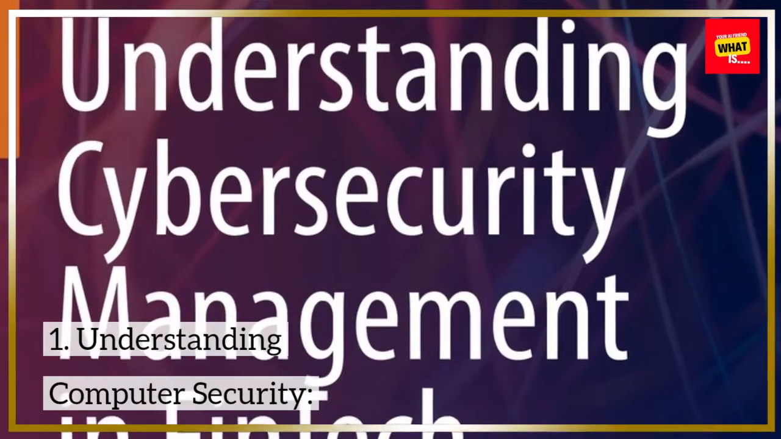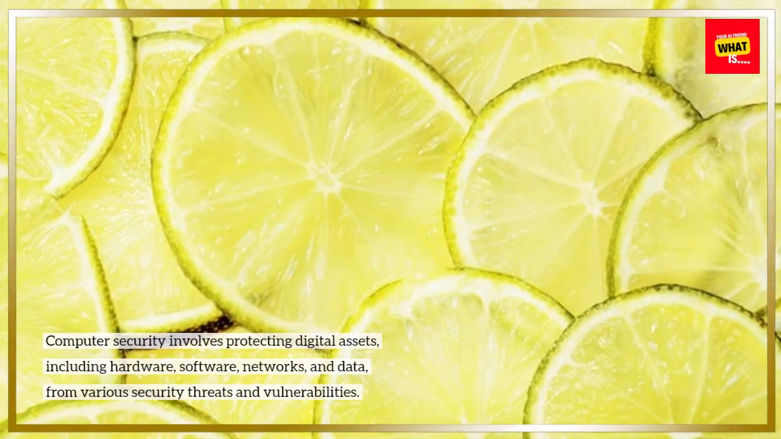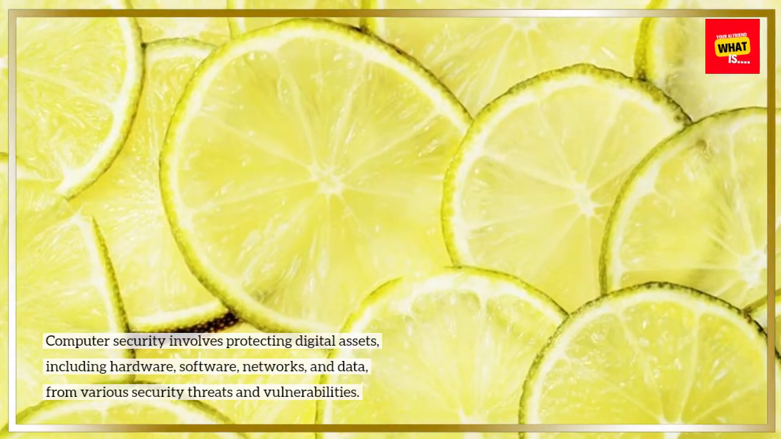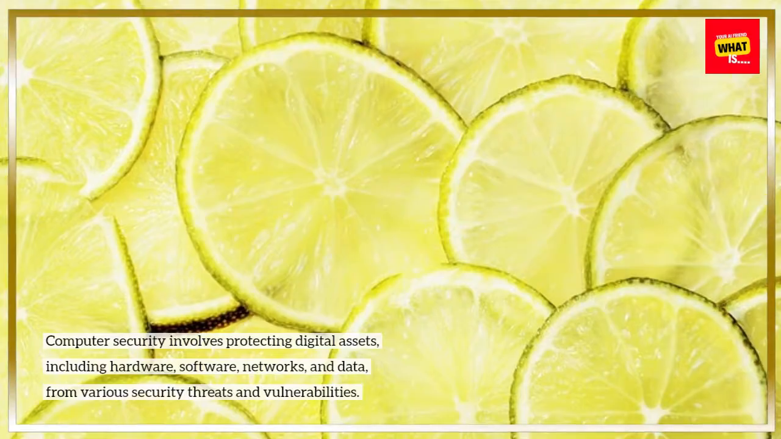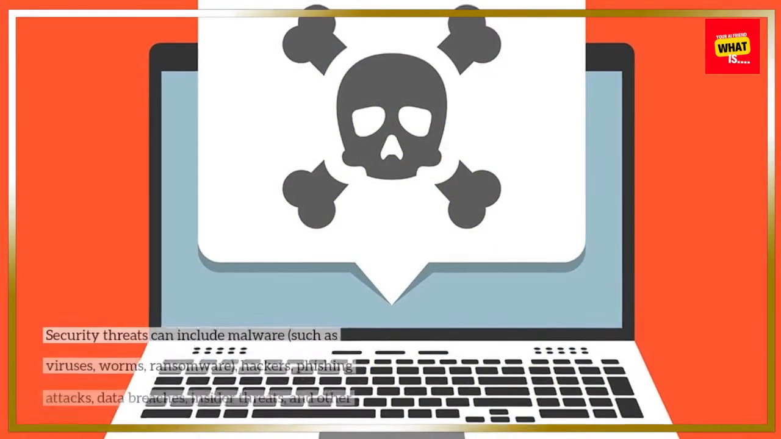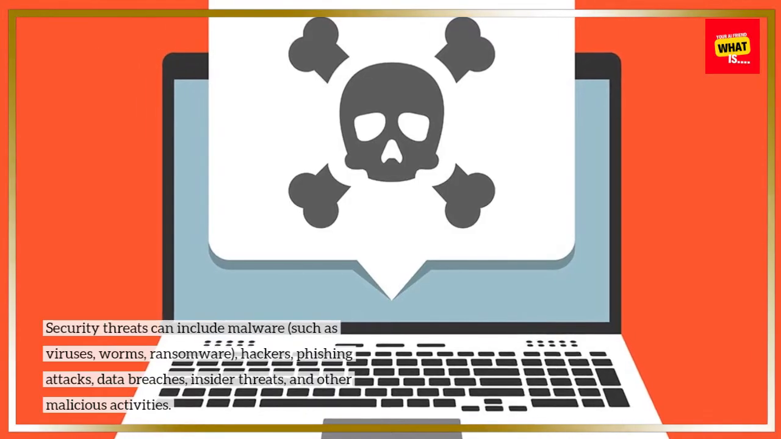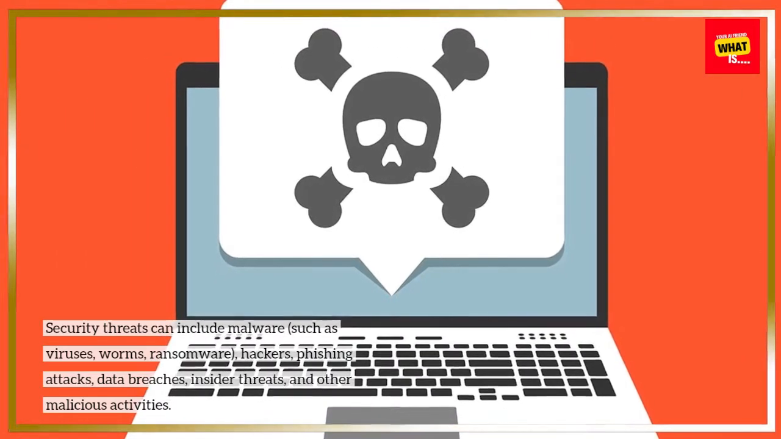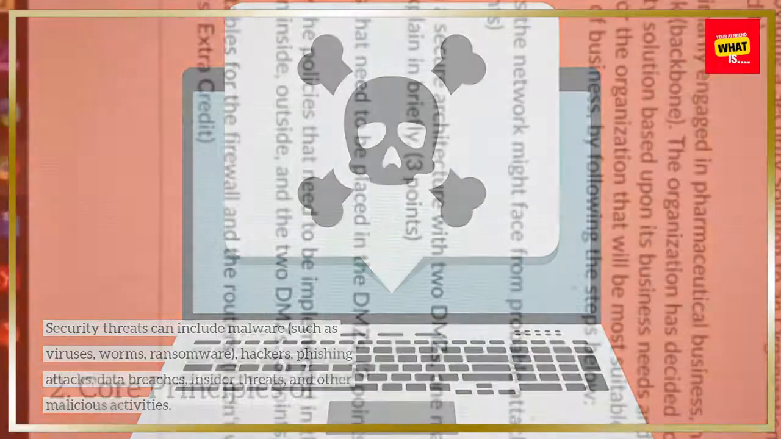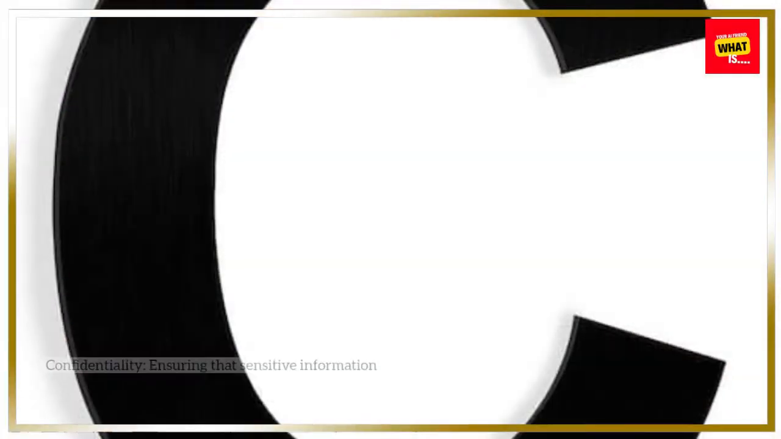1. Understanding computer security. Computer security involves protecting digital assets, including hardware, software, networks, and data, from various security threats and vulnerabilities. Security threats can include malware, such as viruses, worms, ransomware, hackers, phishing attacks, data breaches, insider threats, and other malicious activities.